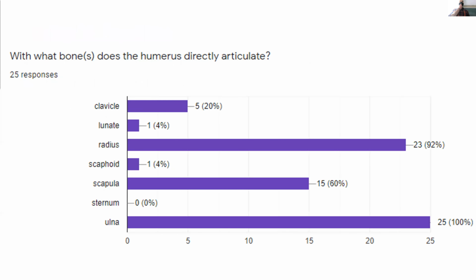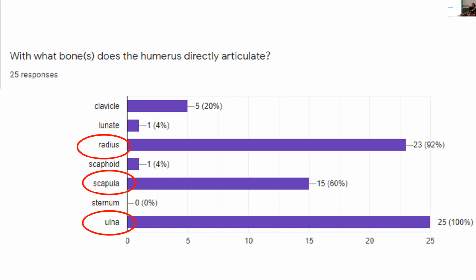So let's talk about your ticket out from Wednesday. The question was, with what bones does the humerus directly articulate? I wanted to go through this and make sure we've got a good understanding of that. Remember, the humerus is the only bone in the brachium, or the upper arm rather. And it articulates at the proximal end with your scapula. Remember, that's where the head of the humerus articulates with that shallow cavity called the glenoid cavity in the scapula. About 2/3 of you picked scapula. And then at the distal end, it articulates directly with both the radius and the ulna at the elbow.